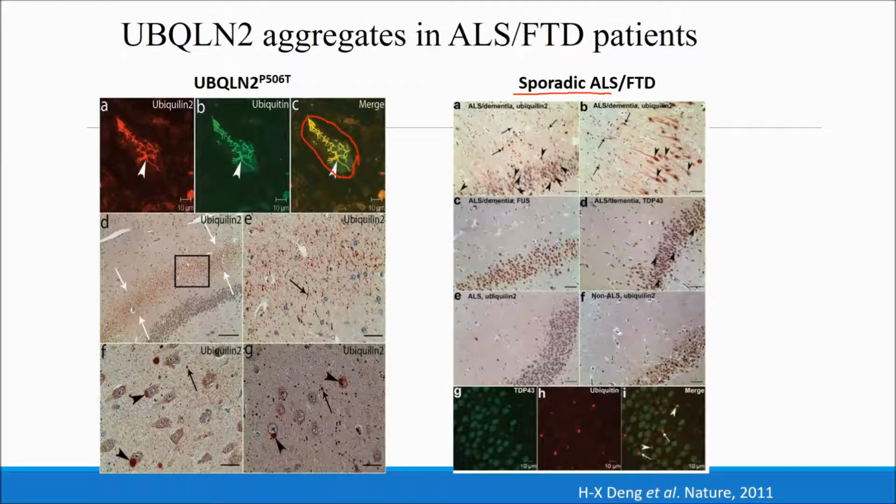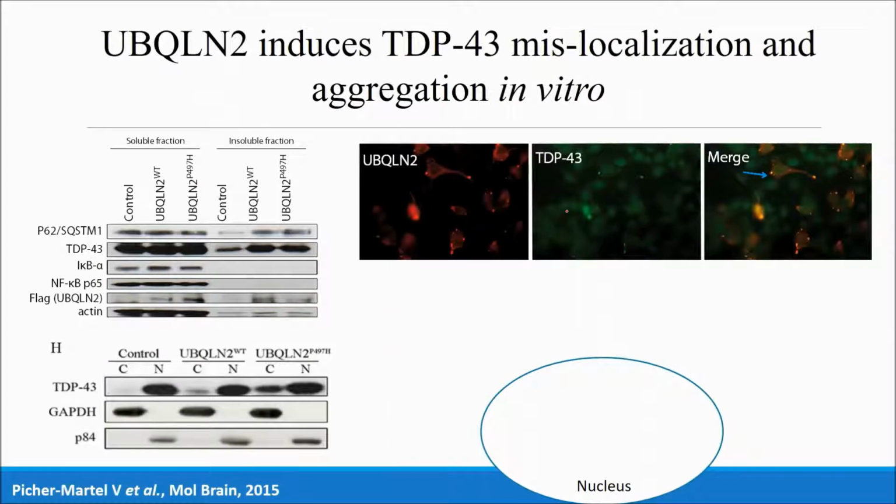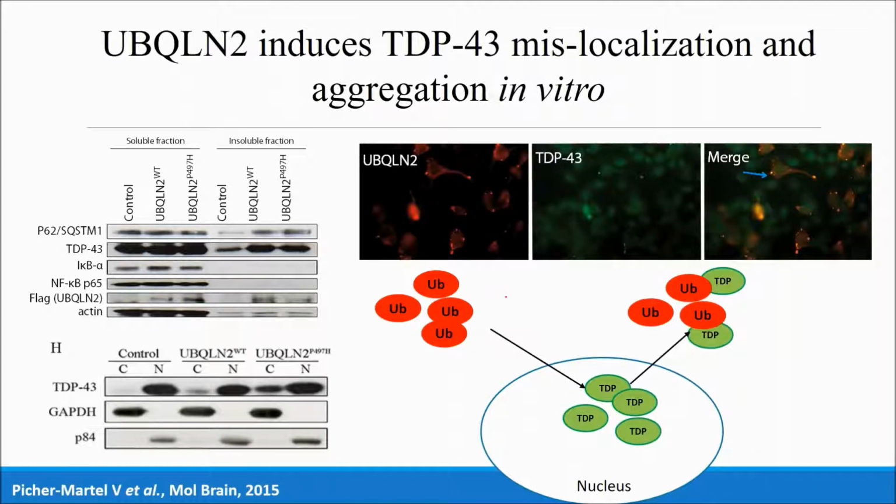So we found co-aggregation of Ubiquilin-2 with TDP-43 in almost all the cases. So it shows its important role in the disease. So Jean-Pierre and I have shown in 2015 that when you overexpress Ubiquilin-2 in neurons, you are able to induce a mislocalization of TDP to the cytosol.